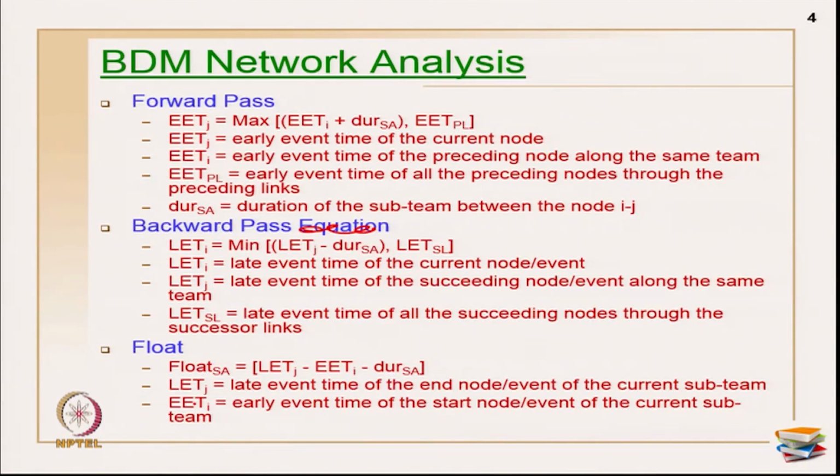The next is float. The float calculation formula is very clearly given: late event time of the successor link minus early event time of the predecessor link minus duration of the activity. Following similar to your PDM analysis. So, LETJ is the late event time of the end node or event of the current subteam, and EETI is the early event time of the start node or event of the current subteam.